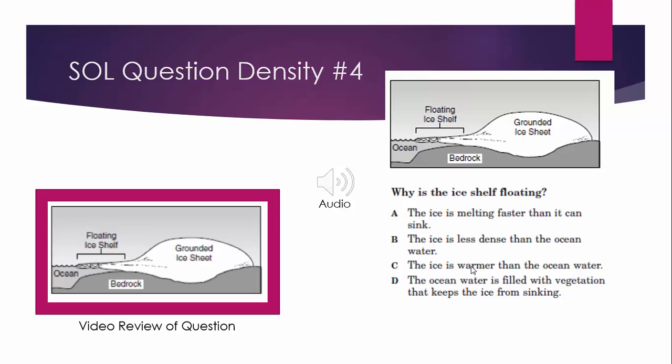Now, the ocean water is actually denser than regular water from a tap, because it contains things such as dissolved salt and other minerals in it, making it denser. That's why the ice shelf is floating, so your best choice is going to be B. The ice is less dense than the ocean water.